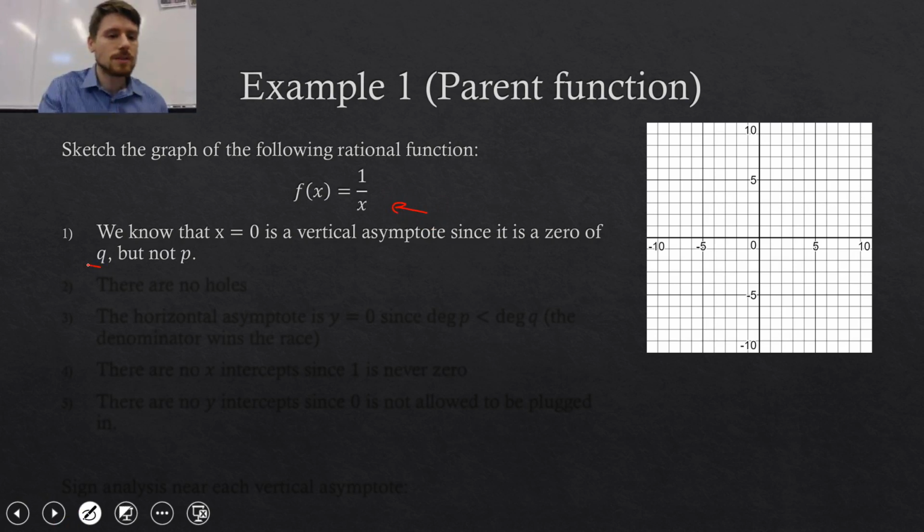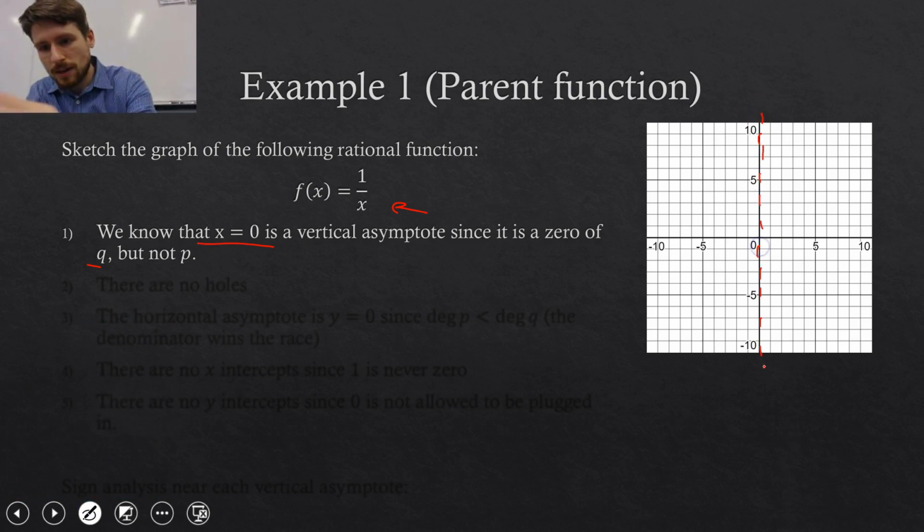but it's not a 0 of the top. There's no numbers that make the top 0. It's 1. It's always 1. So we're going to sketch the vertical asymptote x equals 0. So over here on my graph, I'm going to draw in x equals 0. Okay, there's my vertical asymptote.